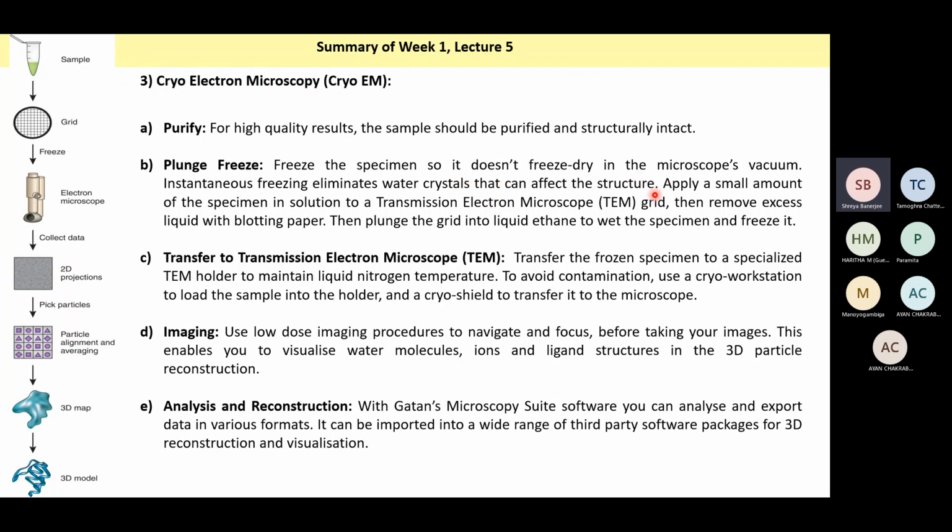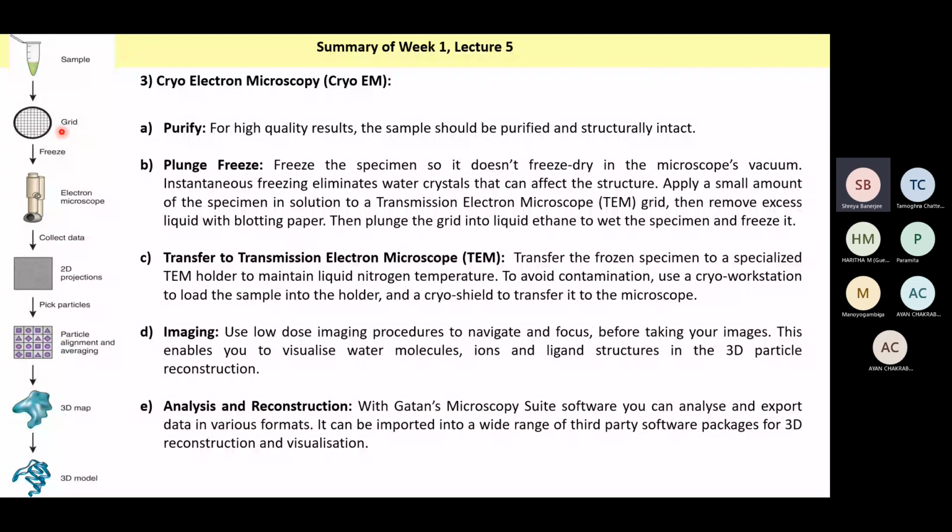And these water molecules are essential to maintain the protein structure. So you need to freeze the specimen slowly by plunge freezing. You apply a small amount of this specimen to the grid of the transmission electron microscope and remove the excess liquid with blotting paper. Then you plunge this grid into liquid ethane to wet the specimen and freeze it.